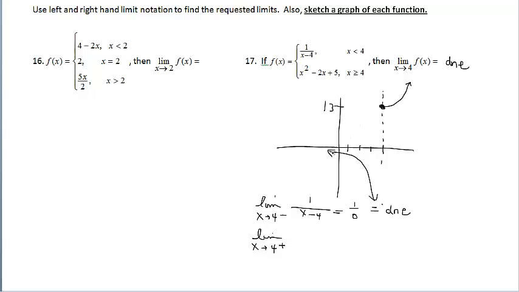The right-hand limit: once you evaluate this piece right here at 4, you're going to get 13. Well, 13 does not equal DNE. So the limit from the left does not equal the limit from the right.